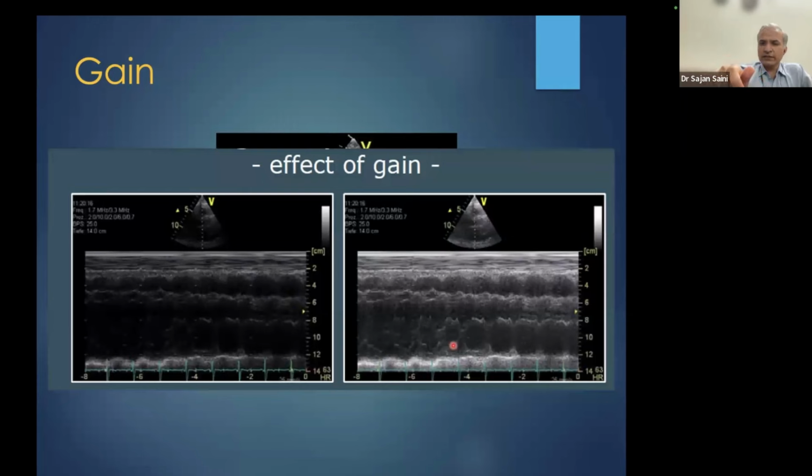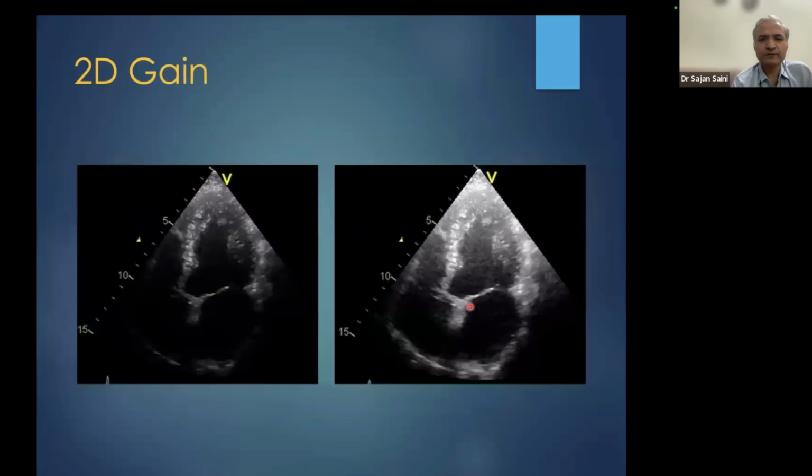Once we increase the gain, it improves all the signals. You can see that the signals which are close are highlighted much more than the structures which are deeper down. And you can see that the noise will start appearing if your 2D gain is very high. So you need to adjust in such a way that you increase the gain to a point where noise does not start appearing inside the ultrasound images.